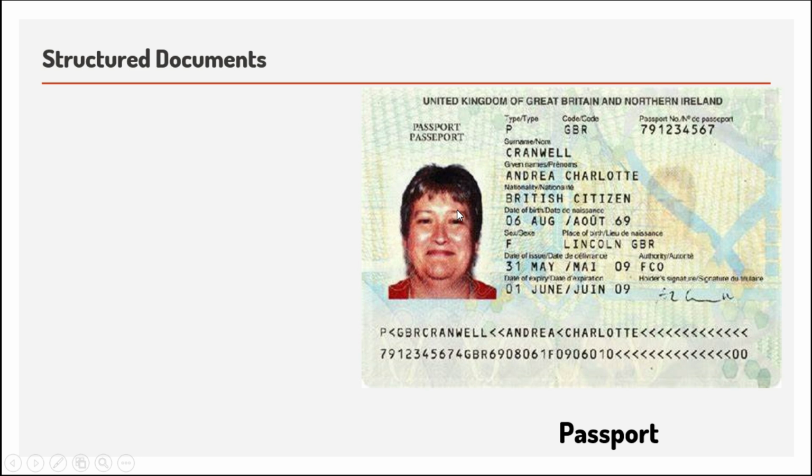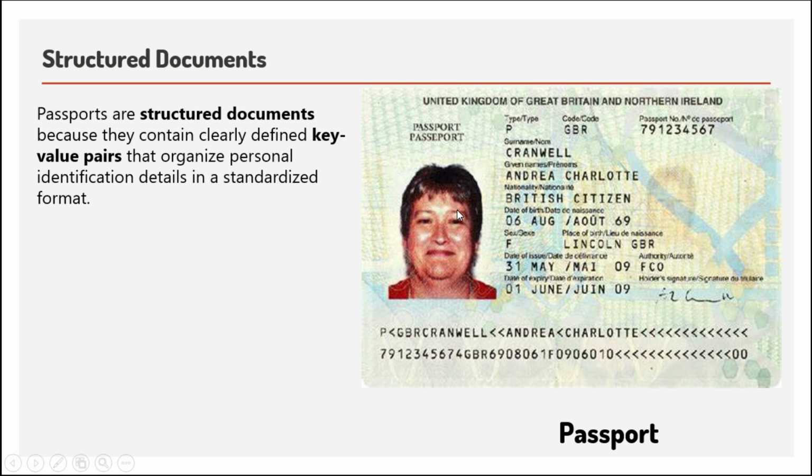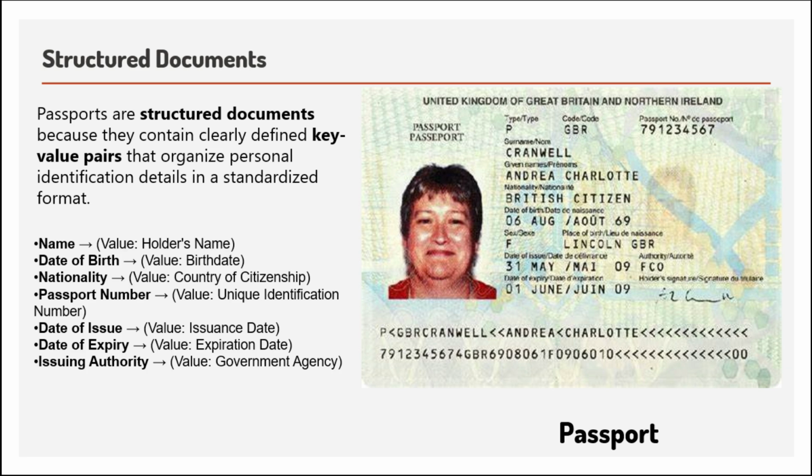Next document is the passport. Passports are structured documents because they contain clearly defined key value pairs that organize personal identification details into a standardized format. You can see here name as a key, value as the holder's name. So these are the structured documents. And in Document Understanding, bots love this type of document because the bot does not have to put in much effort to extract the data from it, because it has the key and value pairs to identify the data and extract it easily.